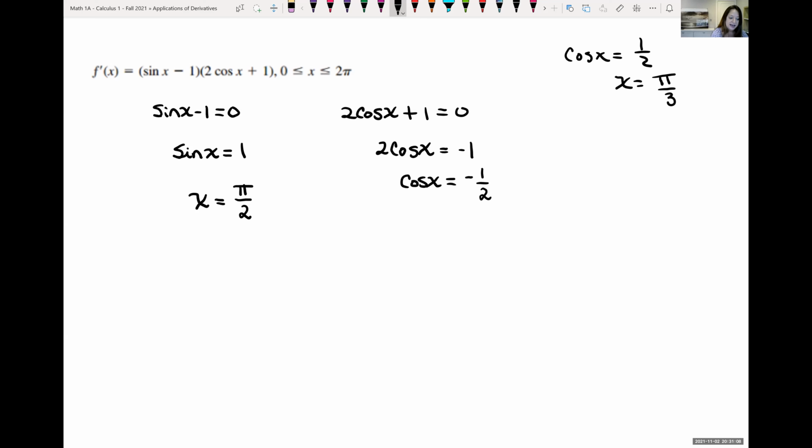Cosine is negative in our second quadrant, so our reference angle is going to be pi thirds. Pi minus pi thirds, or 3 pi thirds minus pi thirds, is going to be 2 pi thirds. So when x is 2 pi thirds. Cosine is also negative in the third quadrant. With our reference angle of pi thirds, if we add 3 pi thirds plus pi thirds, that's 4 pi thirds.